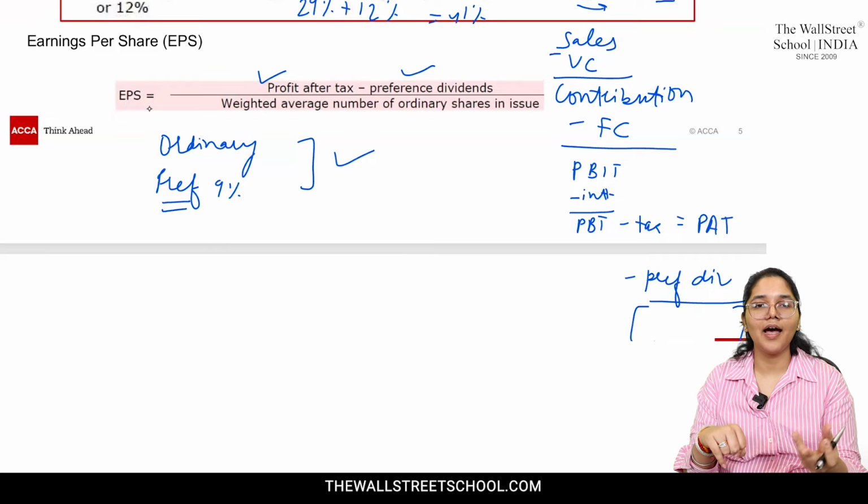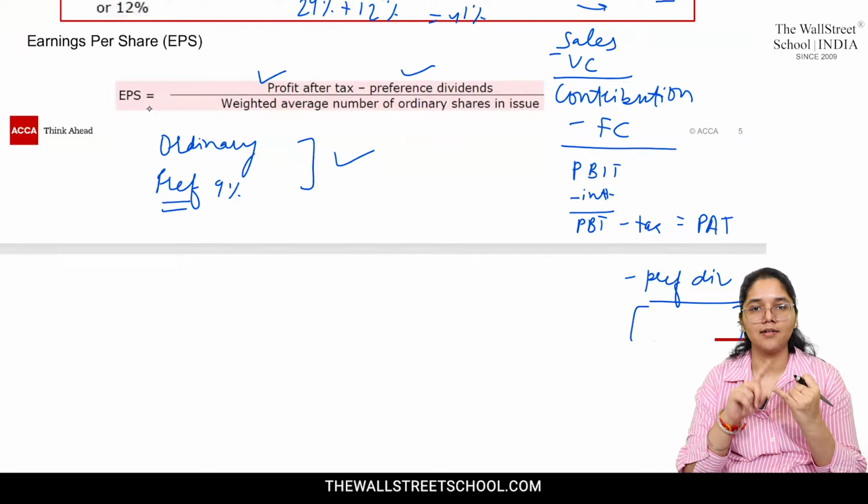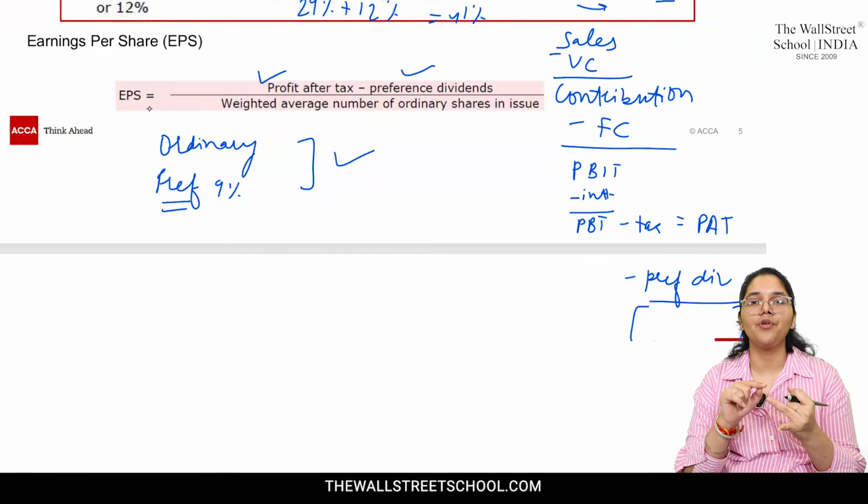So the creditor hierarchy is also something like this. The company will always first pay off their external debt, any bank loan, any debentures. Then the company is going to repay any of the preference share capital. And then at the very last comes the turn of the equity shareholders. So they are in the last of the hierarchy.